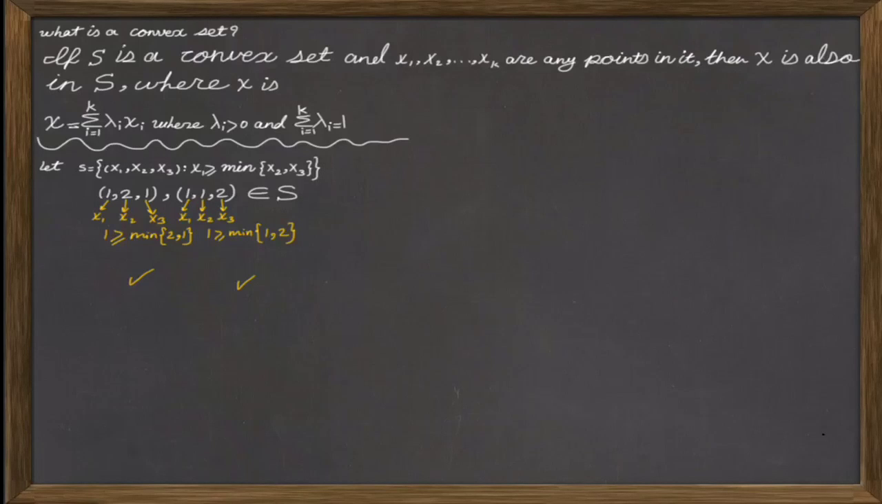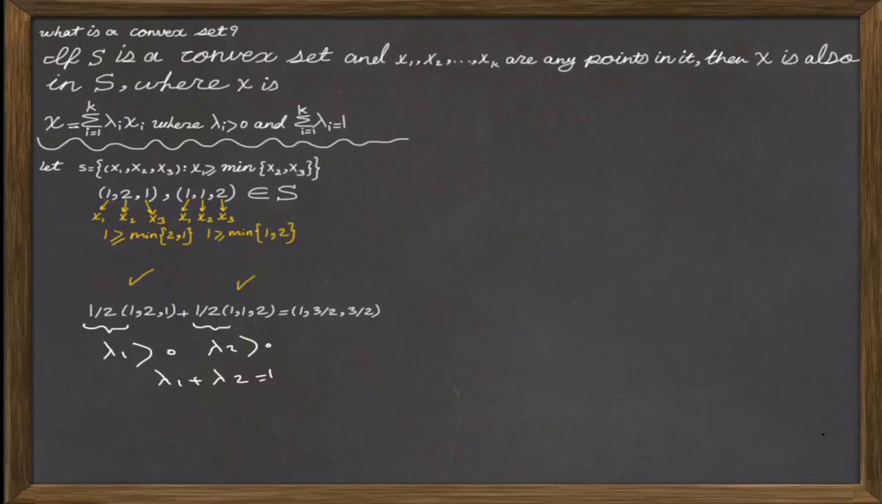Now let's look at one linear combination of these two points that satisfies the condition that we earlier set. For example, let's look at this linear combination where lambda 1 is equal to 1/2 and lambda 2 is also equal to 1/2. So the summation of these two lambdas, lambda 1 and lambda 2, is equal to 1, and each of these lambdas is positive. So the condition that we defined earlier for this linear combination is met. The question is whether this new point falls in space S or not.